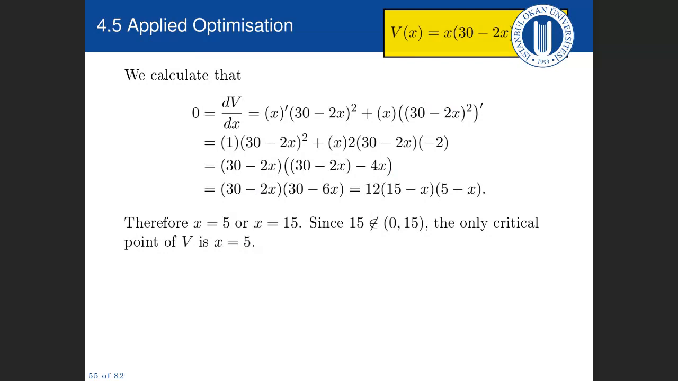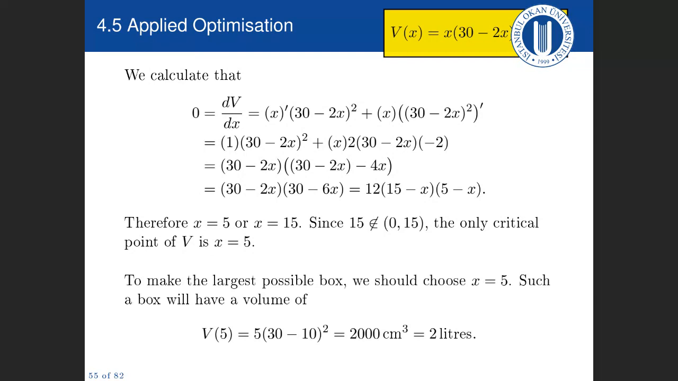In terms of just using the equation, because 15 is not an interior point of our domain, the only critical point is x is equal to 5. So to get the largest possible box, we want to choose x is equal to 5. And if we choose x is 5 centimeters, then our box will have a volume of 2 liters.